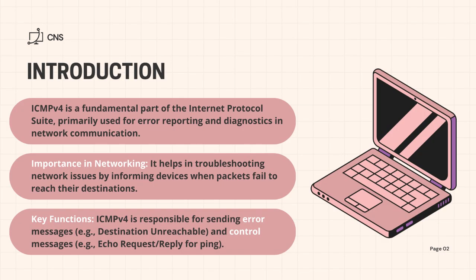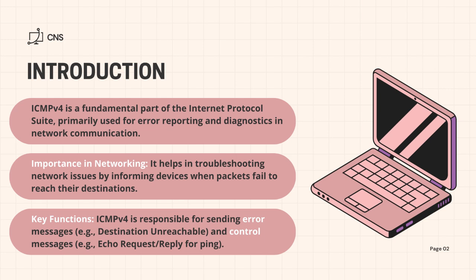Let's start with an introduction to ICMP version 4. ICMPv4 is a crucial part of the Internet Protocol suite. It is mainly used to send error messages and operational information about network communication. Unlike TCP or UDP, ICMP is not used for sending actual data between devices but helps in diagnosing networking issues.